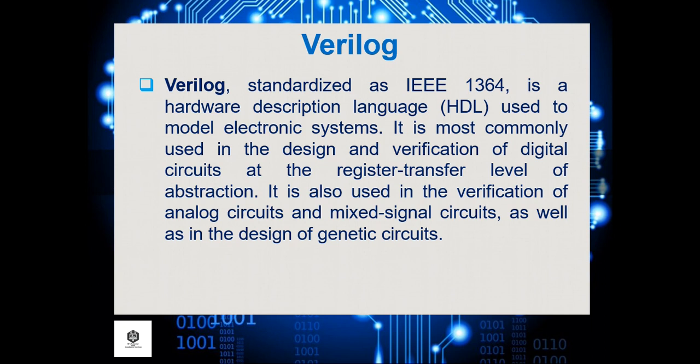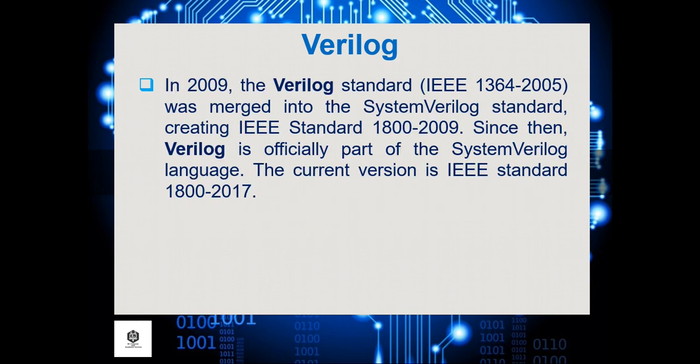of genetic circuits. In 2009, the Verilog standard IEEE 1364-2005 was merged into the SystemVerilog standard, creating IEEE standard 1800-2009. Since then, Verilog is officially part of the SystemVerilog language. The current version is IEEE standard 1800-2017.